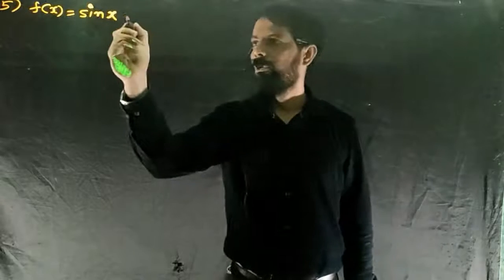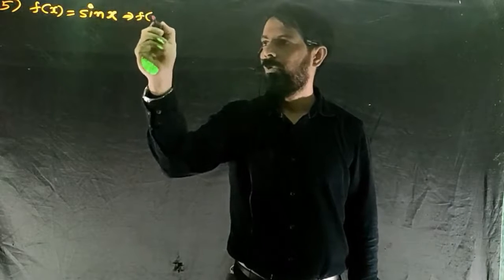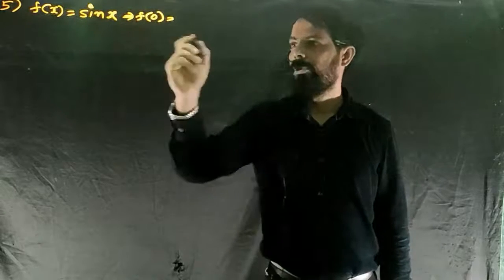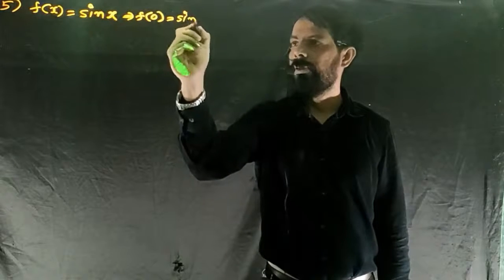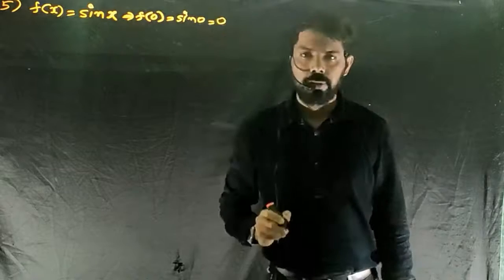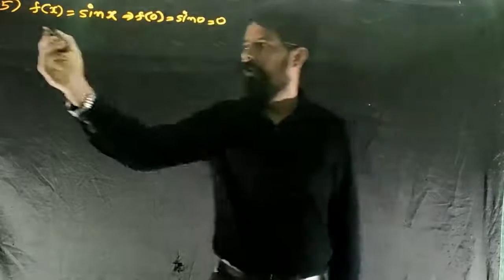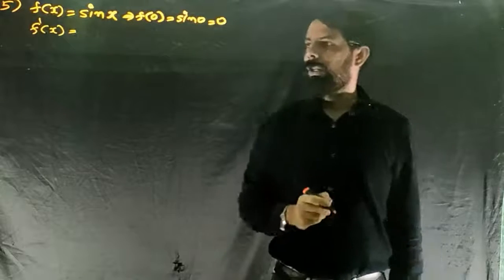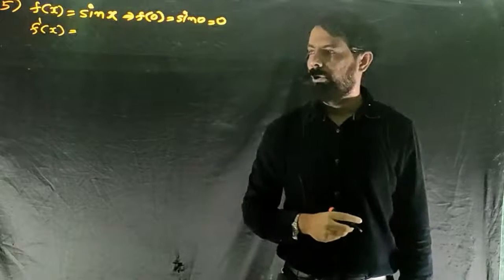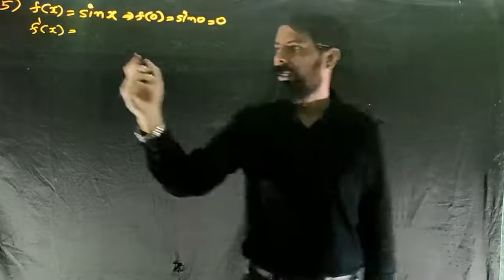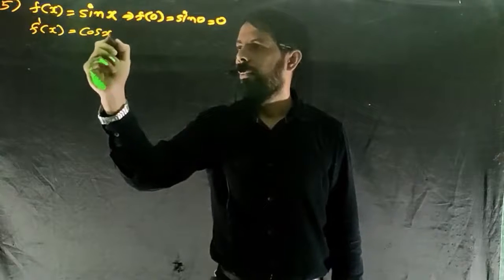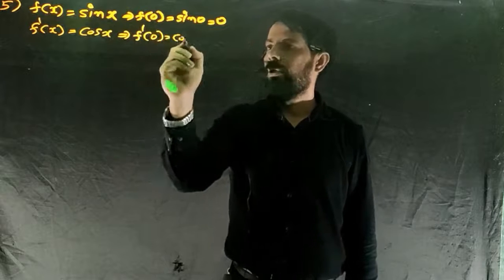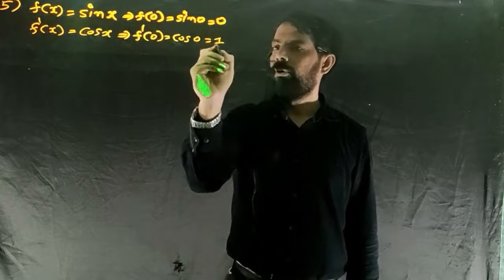First of all, we will have to find the value of f of 0. For that, replacing x by 0, it will be sin 0, and the value of sin 0 is 0. Then taking the derivative of f of x, we will have to differentiate sin x. The derivative of sin x with respect to x will be cos x. Now again replacing x by 0, it will be cos 0 and the value of cos 0 is 1.